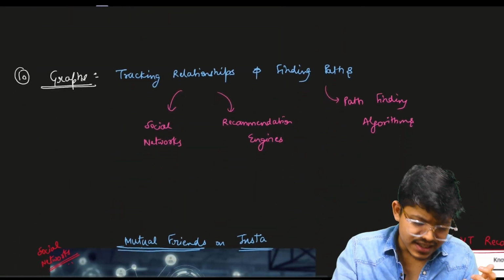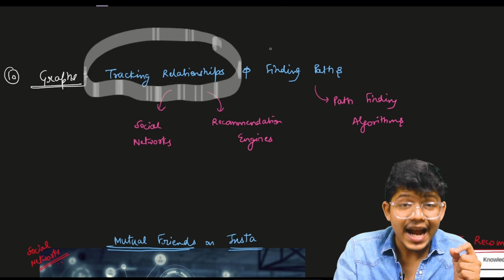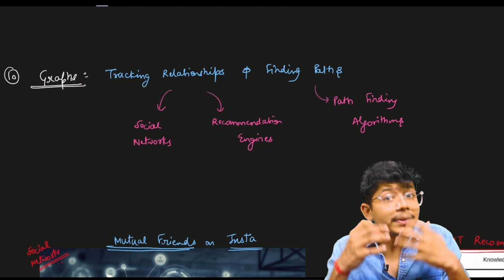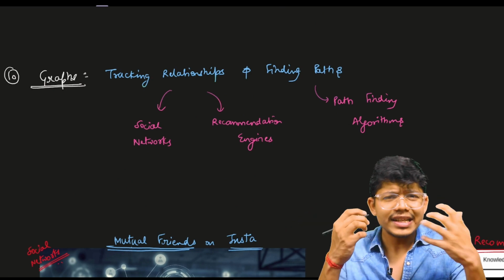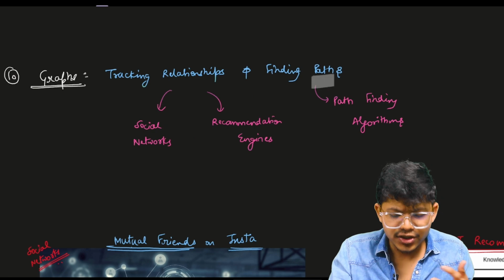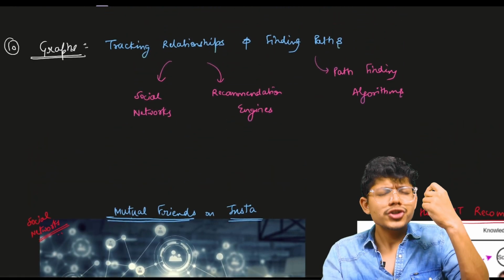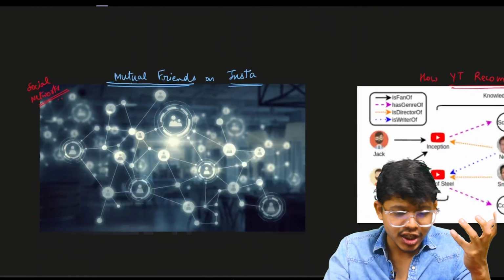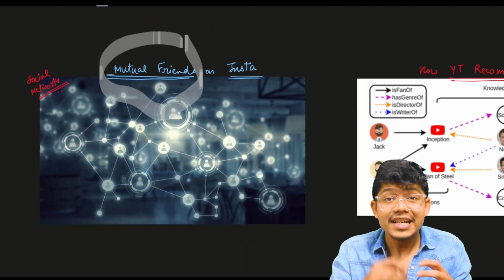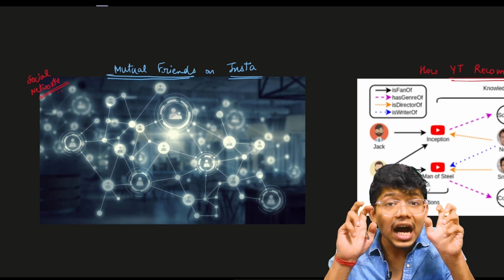Last but not least is your graph. It is used for tracking your relationships and finding paths. Again, optimal paths. So when I say relationships, you can easily say social networks or recommendation engines. And paths, you can easily say path finding algorithms. And as soon as relationships come in, for sure Insta will come into the picture. To find your mutual friends, the recommendations you get, it is entirely based on this graph data structure.